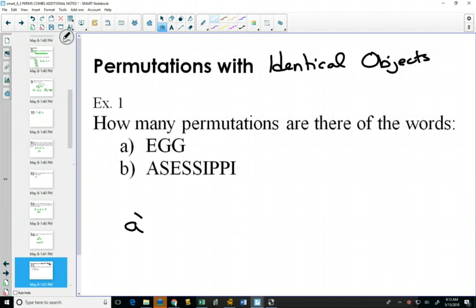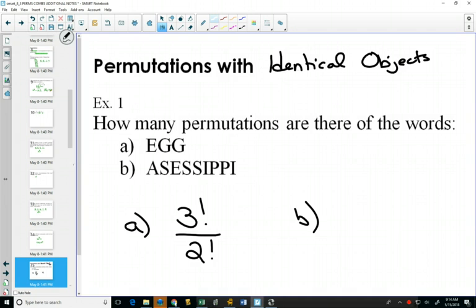And so in these situations, all of a sudden you have letters that repeat themselves. So if I switch the two G's around, it still says EGG. So our strategy for counting these ones, if there are identical objects, we say, well, how many letters are there in EGG? There's 3 letters. And if all the letters were different, it would be 3 factorial. But because we have a repetition in there, we have 2 identical objects, which are the G's, we divide by 2 factorial to divide out that repetition.